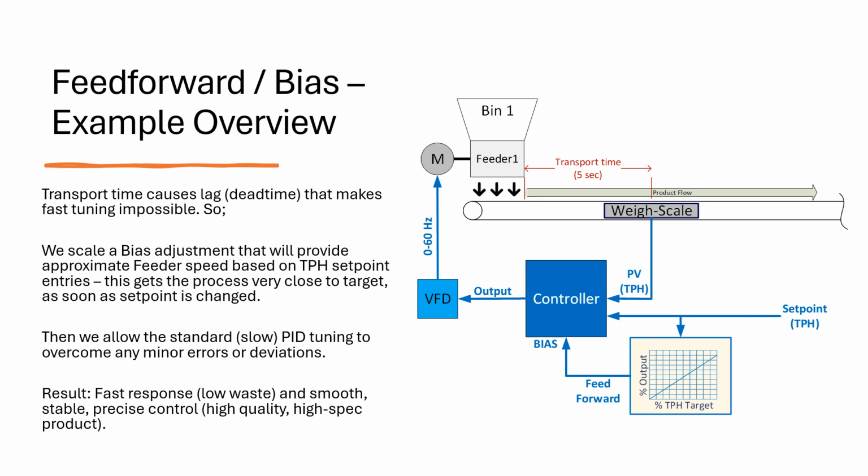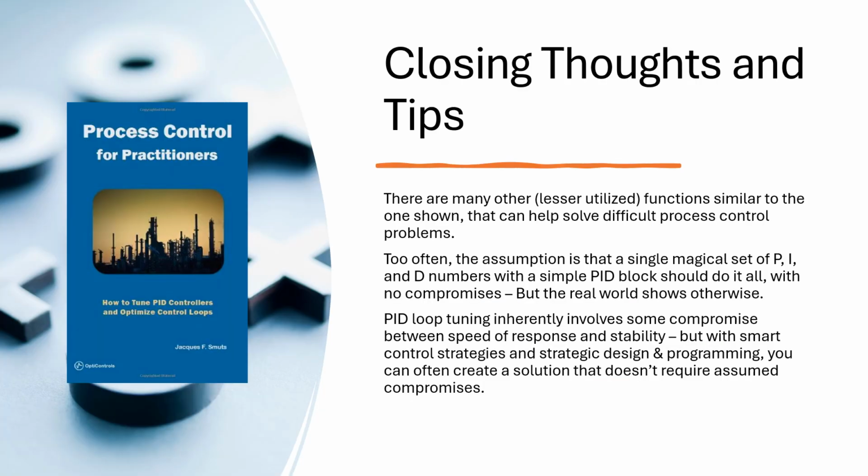And I always tell people process control is always a compromise. In this case, we kind of cheat the compromise. And you can often do that if you use these kinds of functions and blocks and you're a little more strategic. So the feed forward bias feature that I just discussed is just one of many possible options, features, and so forth that are available on controllers to help solve various issues that come up. Always be ready to think outside the box on this. In this case, think outside the PID box, if you will.